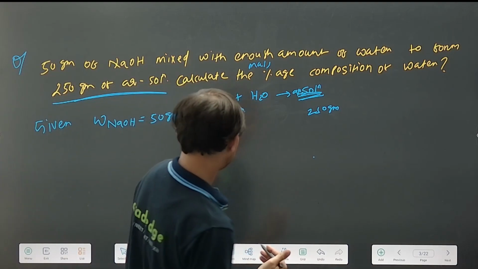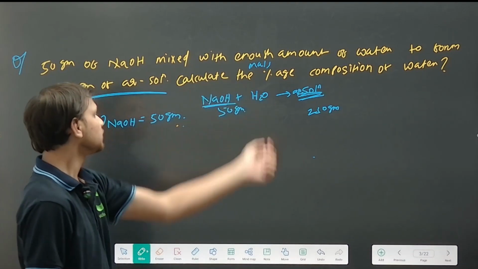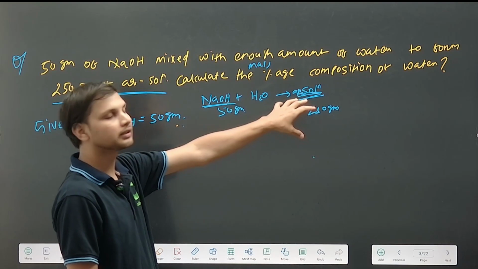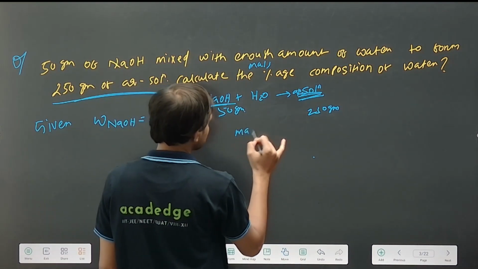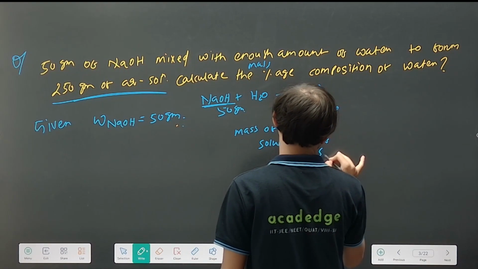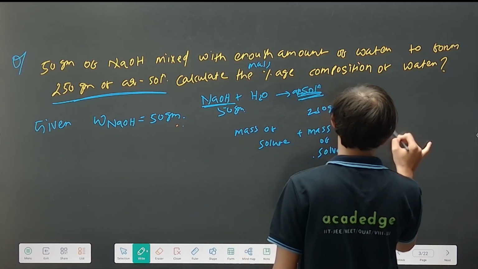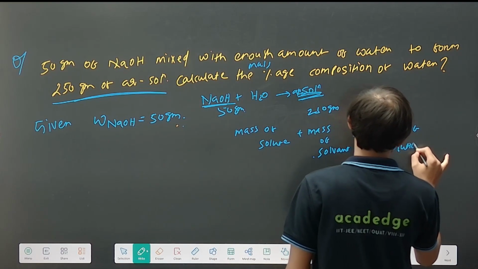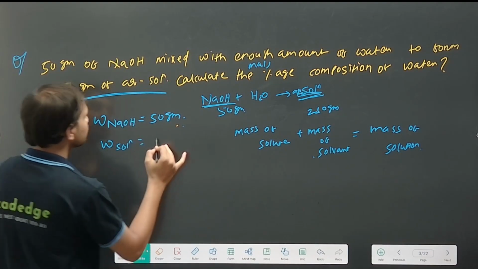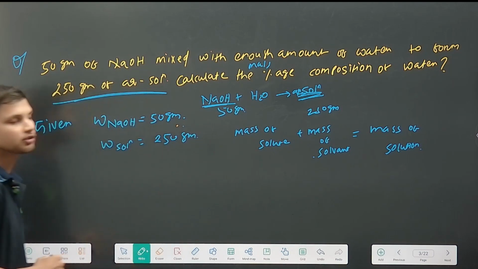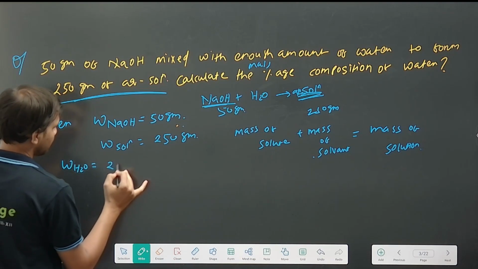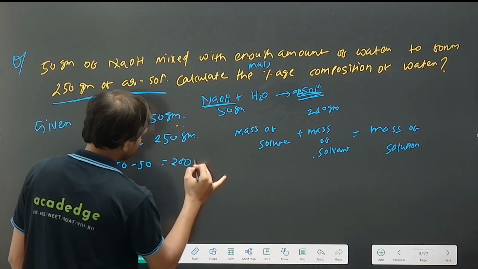Now if I apply the law of conservation of mass here, the mass of sodium hydroxide plus the mass of water must equal the mass of the solution. So mass of solute plus mass of solvent must equal mass of solution, as per the law of conservation of mass. The mass of solution is given as 250 gram. To calculate the mass of solvent, water being the solvent, the weight of water comes out to be 250 minus 50, which is 200 gram.